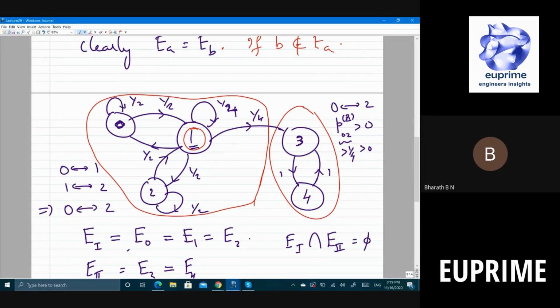Okay, so the equivalence relation, or the communication double arrow, will partition. So, what will it partition? See, from state 0 you can go to 1, and from 1 you can go to 0. So 0 and 1 belong to the same set. 2 also belongs to the same set. So all these belong to the same set. But 3 and 4 do not belong to the same set. This is fine, right? So what is a communication? So this is called communicating classes.